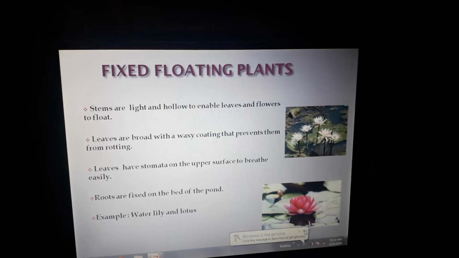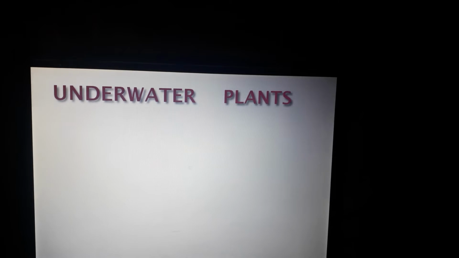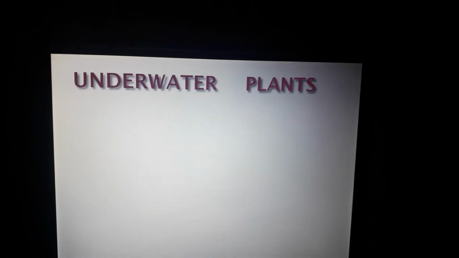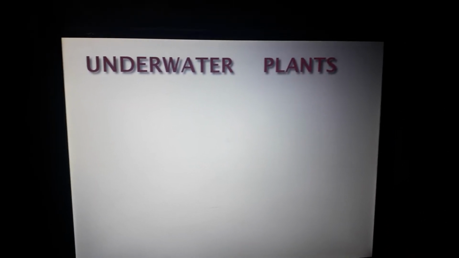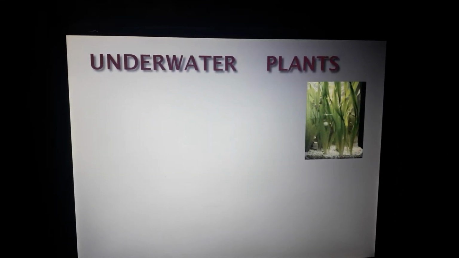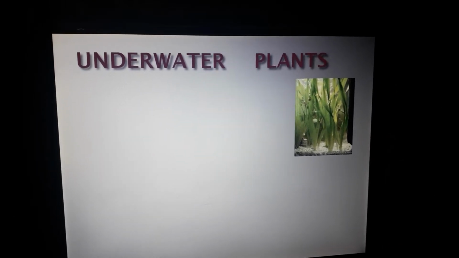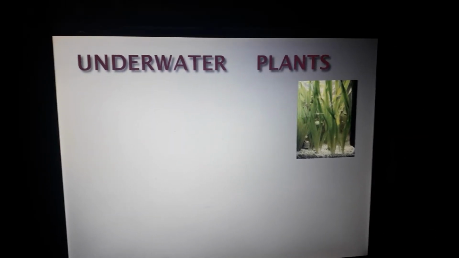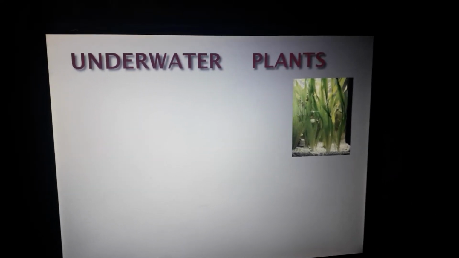Next category which we are going to study is underwater plants. Now what are underwater plants? Plants which remain under the water all the time and grow there are called underwater plants. Now you can see in the picture, this plant looks like grass. It is growing on the bed of the water body and its leaves are ribbon like.